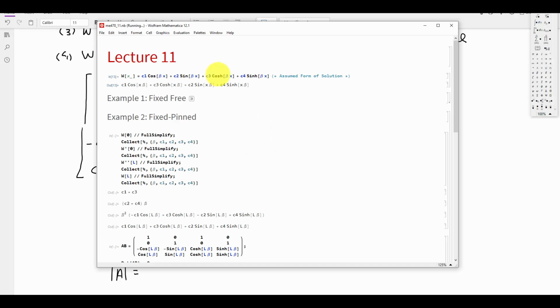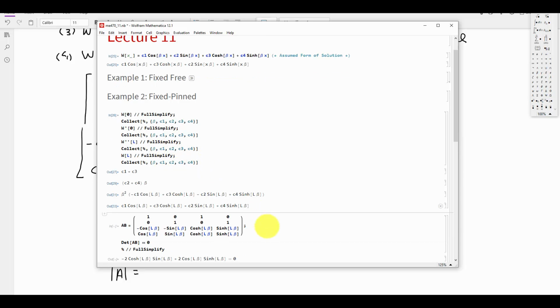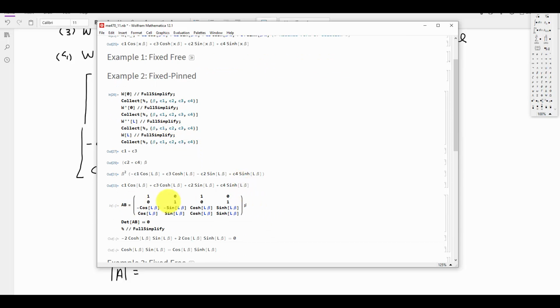Same process as before, but with these different boundary conditions, I can assemble this A matrix, or once again AB, as I'm going to call it in Mathematica, and I am going to set its determinant equal to 0. And actually, I'm going to do some further simplifications by hand than even Mathematica is doing. So when I take its determinant and set it equal to 0, this is the scalar equation that I get.